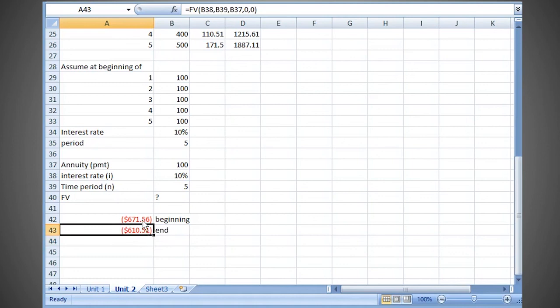We have to keep in mind whenever it's at the beginning of the period, the last digit would be 1, and in case it's at the end of the period, the last digit is 0.